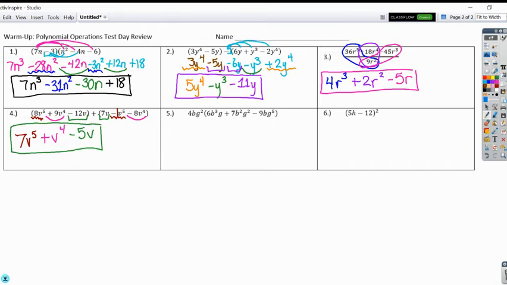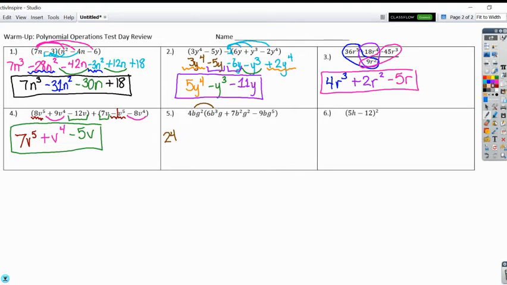Now check out this number 5. We've got one term outside of the polynomials and a trinomial inside. We are going to distribute. So there's lots of variables going on here. Take it slow, stay organized. So my 4 coefficient times my 6 coefficient makes it 24. And then as we continue multiplying, my variables get multiplied, my exponents get added.